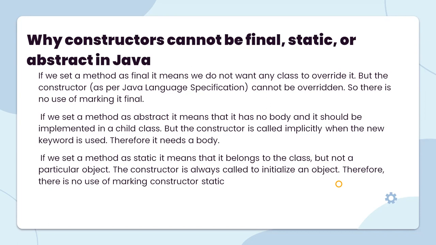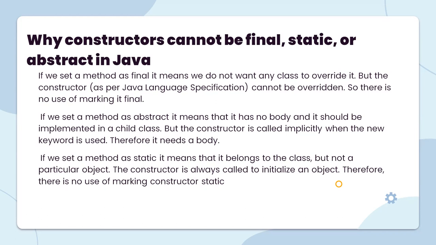Next, if we set a method as abstract, it means that it has no body and it should be implemented in the child class. But a constructor is called implicitly when the new keyword is used. Therefore, it needs the body. If we set a method as static, it means that it belongs to the class but not a particular object. The constructor is always called to initialize an object. Therefore, there is no use of making it static.